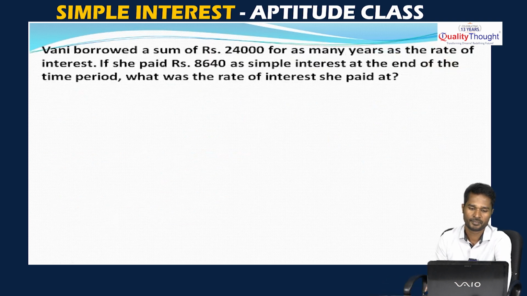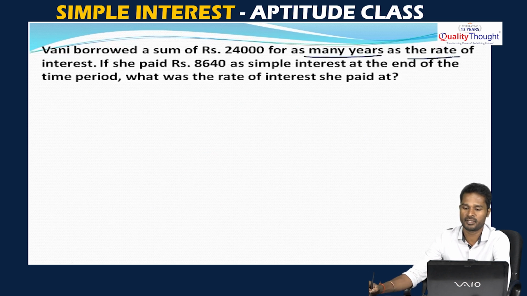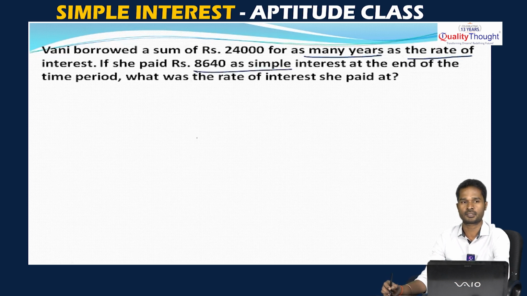Let us see the question. Vani borrowed a sum of 24,000 for as many years as the rate of interest. That means the time period and the rate of interest in numerical values are the same. If she paid 8640 rupees as the simple interest at the end of the time period, what is the rate of interest she paid?